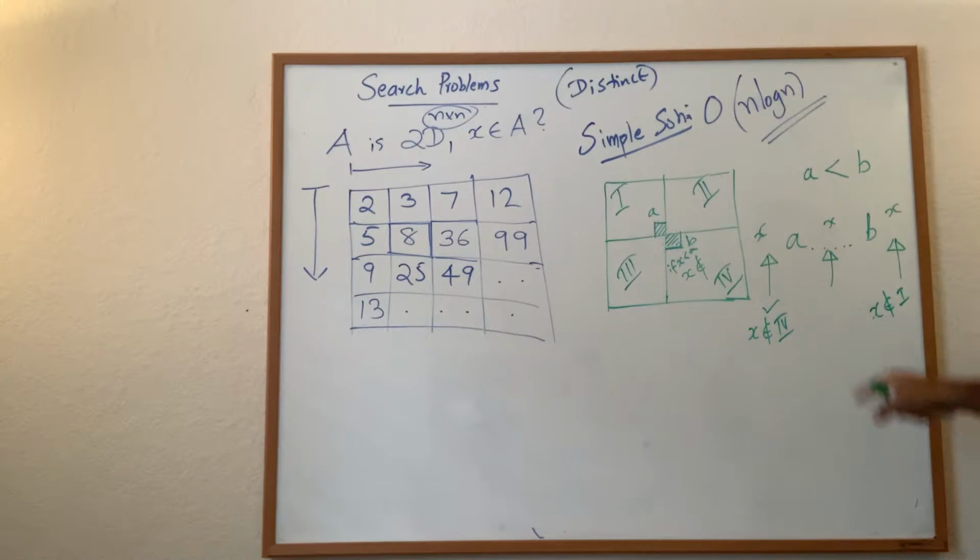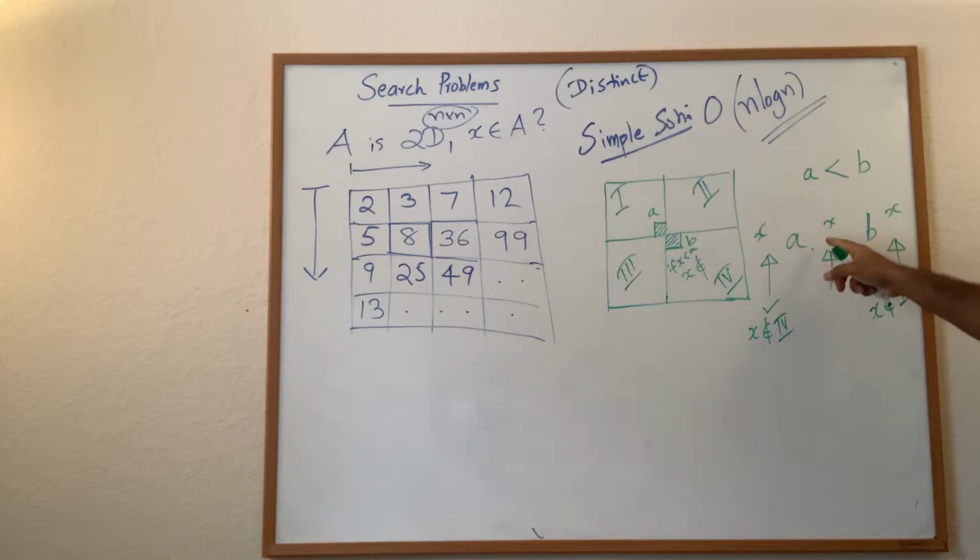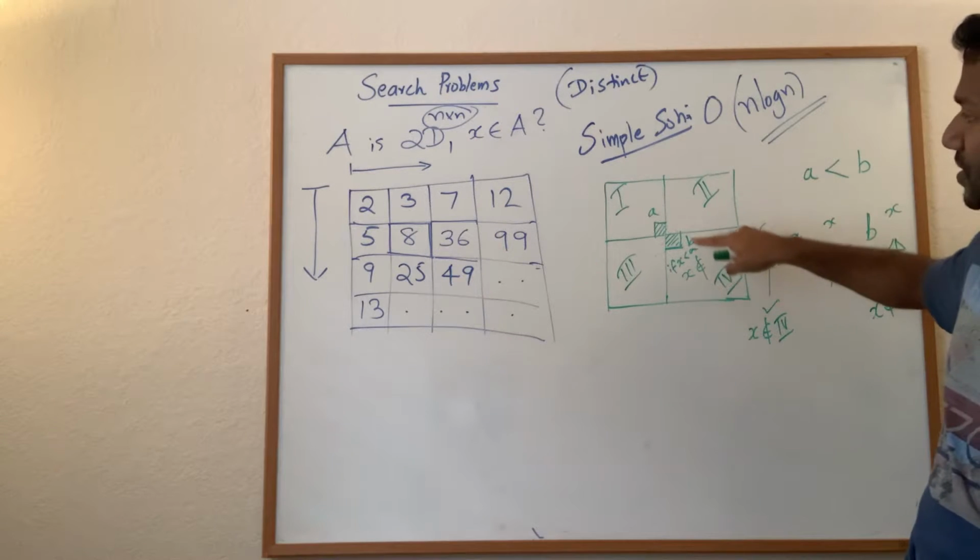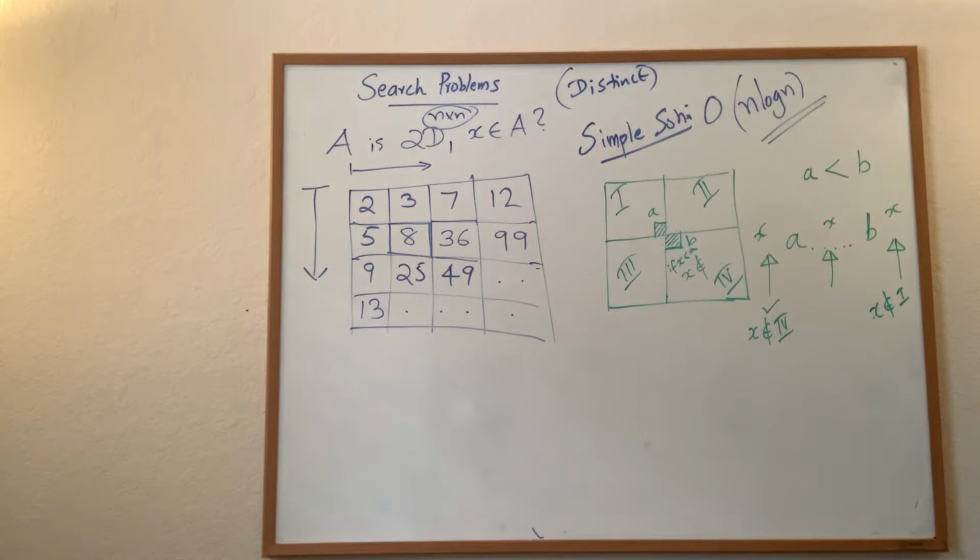And now let's have a look at this scenario. X is between a and b. In this case, actually both of these are going to be true. X cannot belong to this quadrant as well as x cannot belong to this quadrant, right? So x cannot belong to quadrants 1 as well as 4.